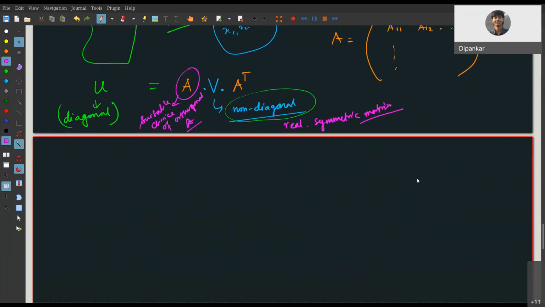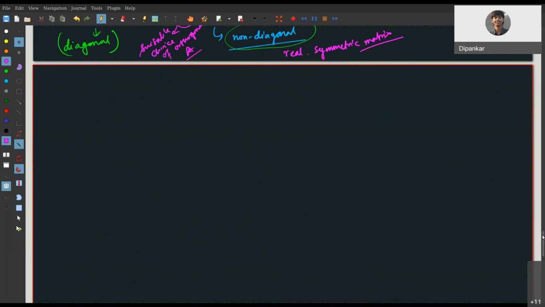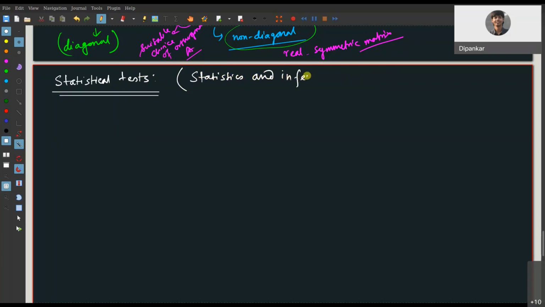Okay. So now I will move to the application-based statistics, and here we will discuss something called statistical test. Or I would like to call it inferential statistics, or the statistics of inference. So statistics and inference. That means basically decision making.